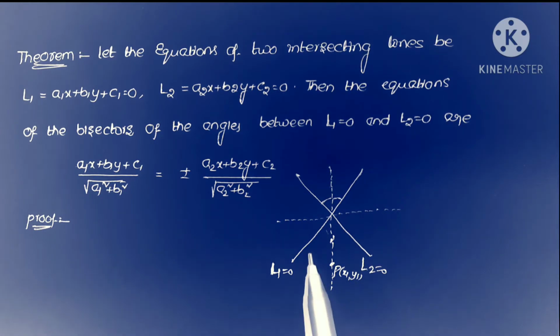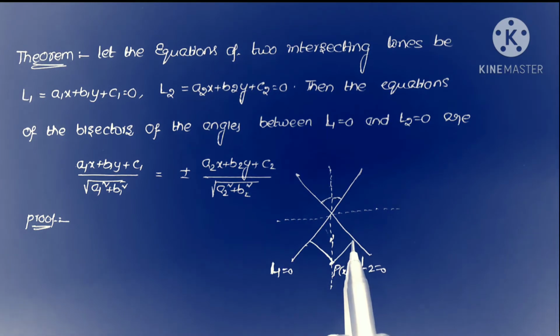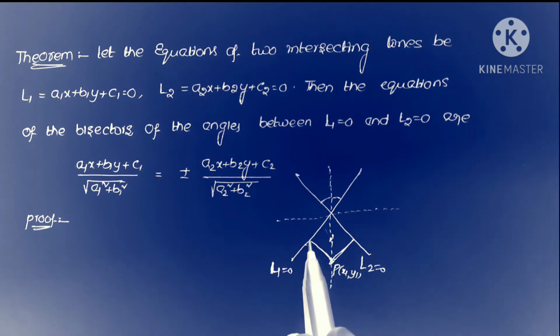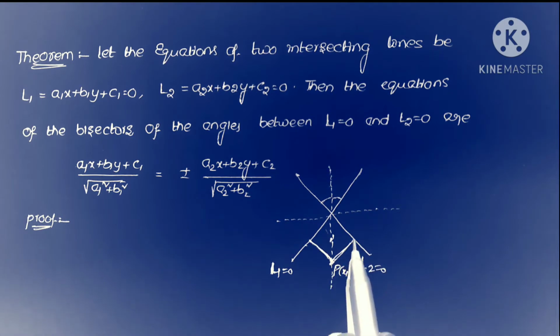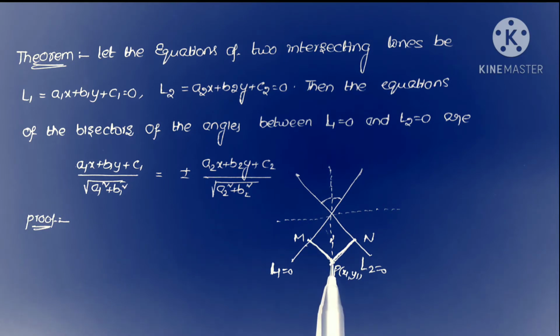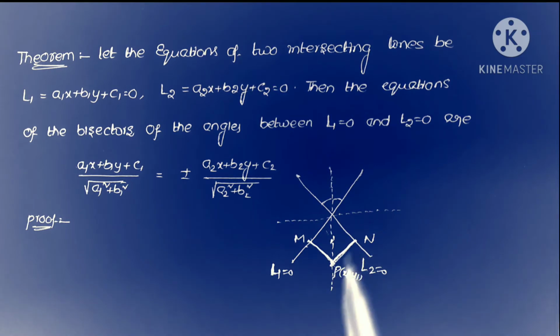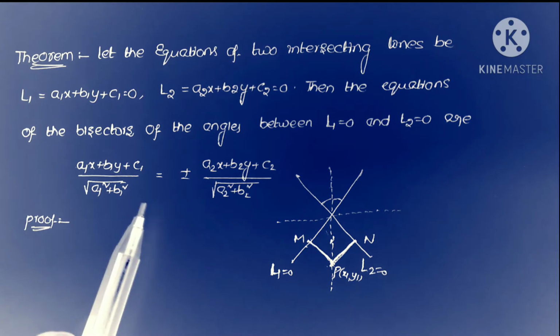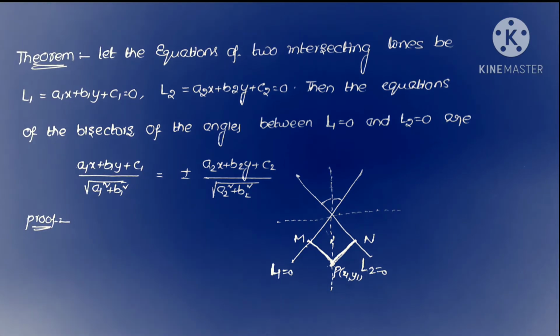Now by the definition of the angular bisector, we can say that the distances from the point to these two lines are equal. Since this is a point on the angular bisector, the distance from P to the first line is equal to the distance from P to the second line. So here PM is the perpendicular distance from P to the first line and PN is the perpendicular distance from P to the second line. Since P is a point on the angular bisector, these two distances are equal. So by equating the distance values, we can find the equations of the angular bisectors. So this is the procedure.